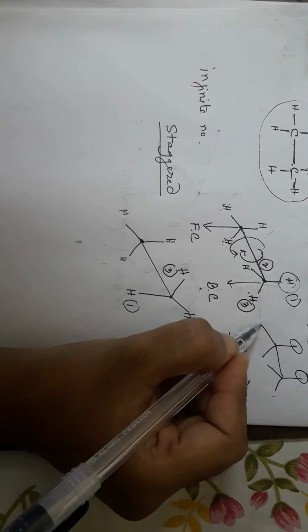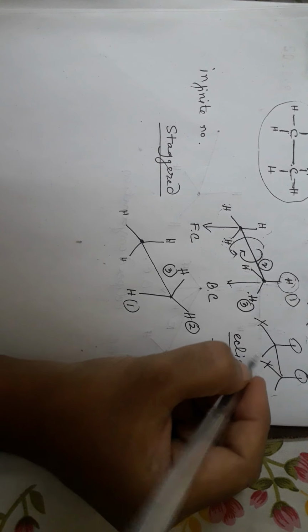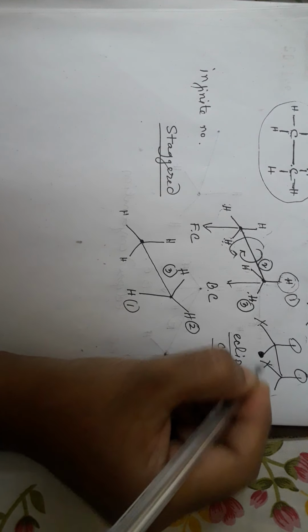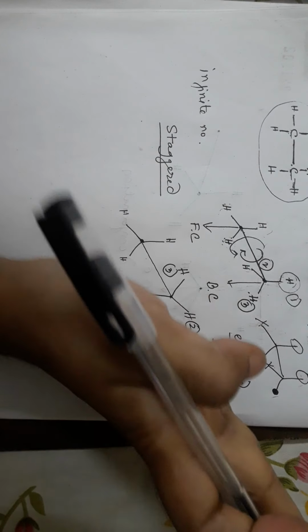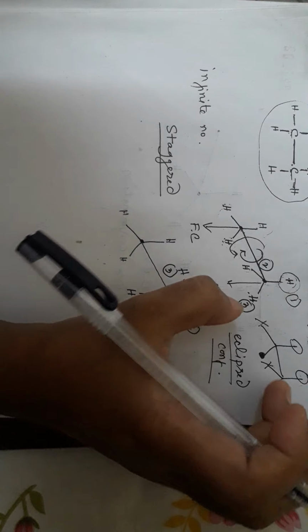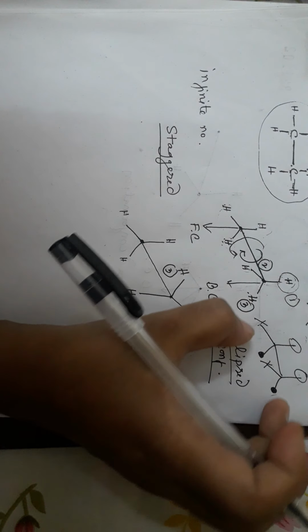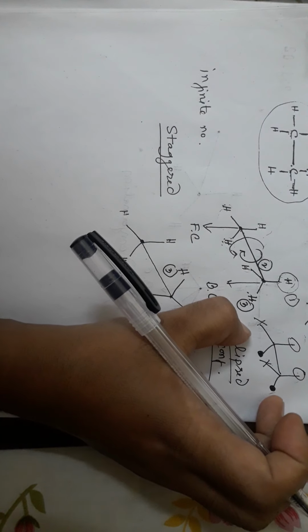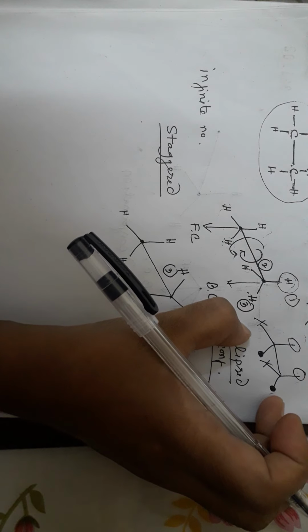These two and these two hydrogens are at the backward side, side by side, and it is the nearest position. So energy will be highest for eclipsed conformation.